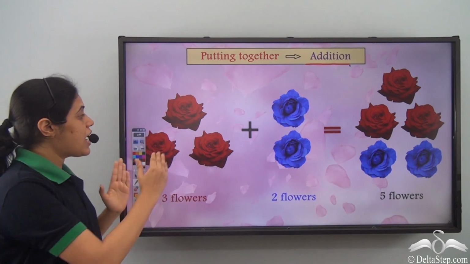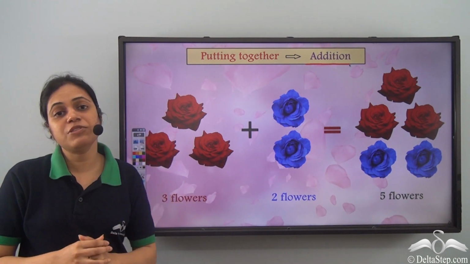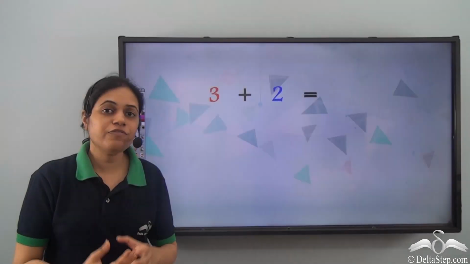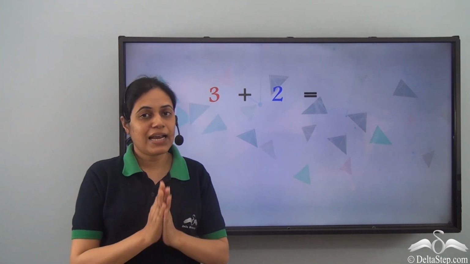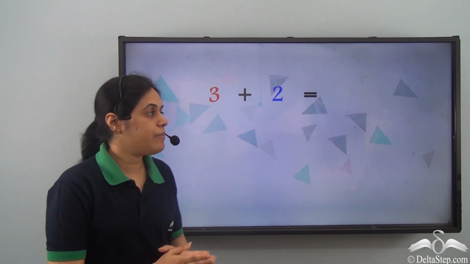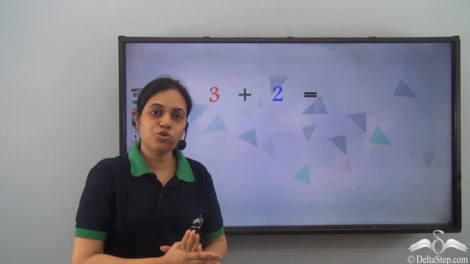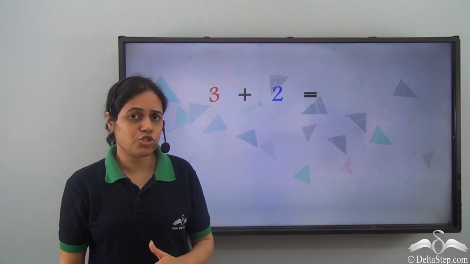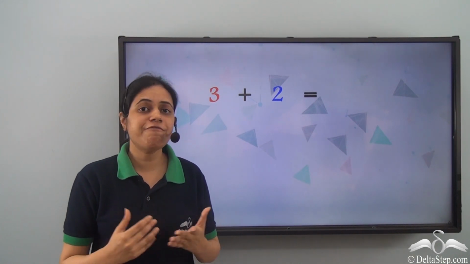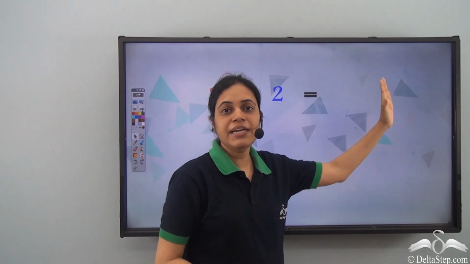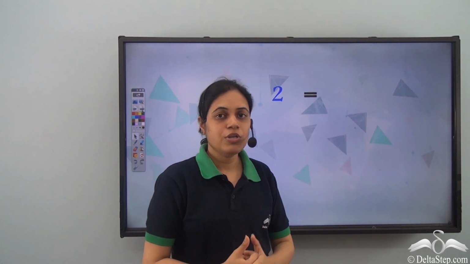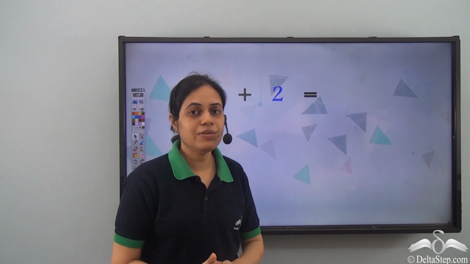Now suppose I did not have these images with me. Instead of the images of the flowers, I have these numbers. That is, I want to add the number 3 with the number 2. That is, what is 3 plus 2? Now we don't have flowers or any other object which I can move to this side and then count. So how do I do this addition?